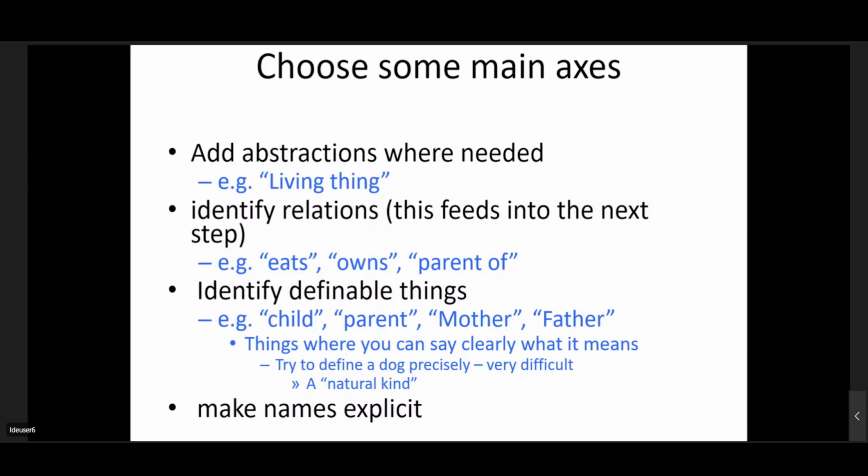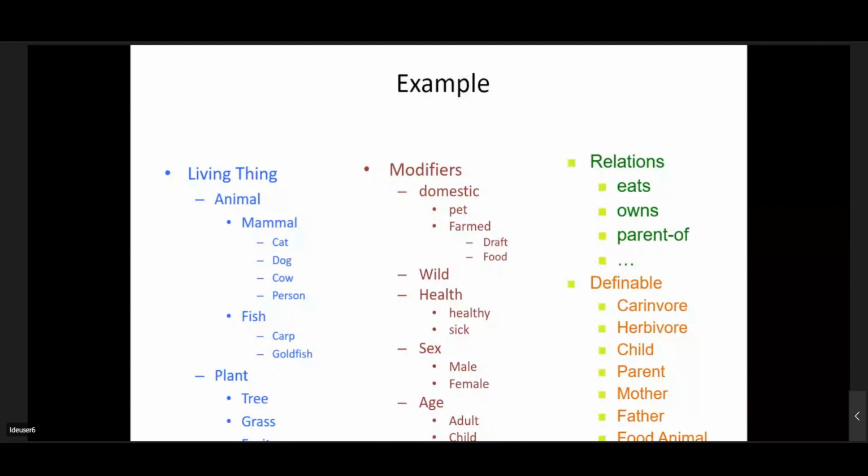So this is the example here. Living thing, you can have animals, so it can be mammals or fish. Another category: living thing is also plant. Under plant you have trees, grass, and all that. So like this you can segregate.